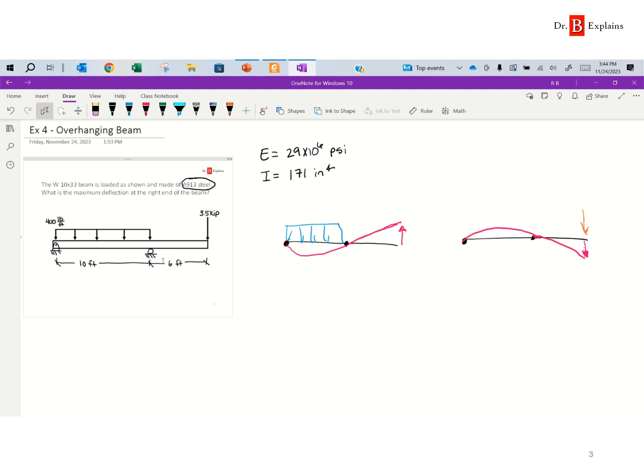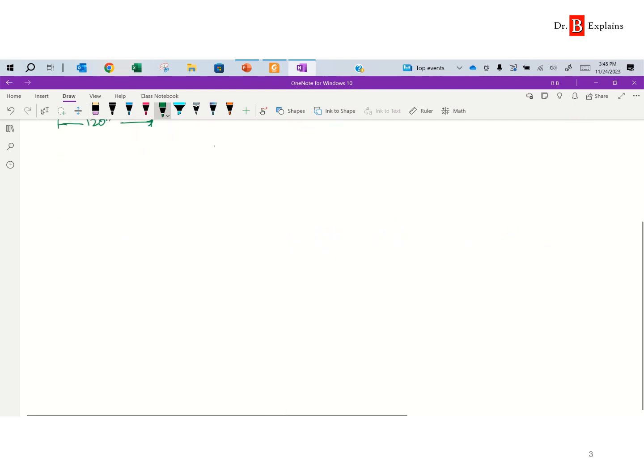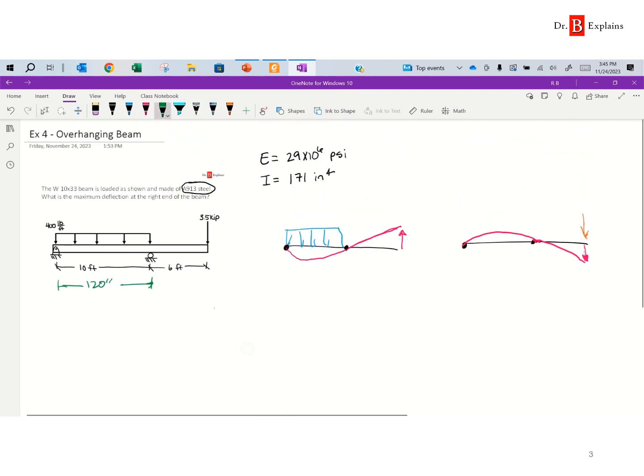So first, 10 feet times 12 inches is going to give me 120 inches. So 120 inches right there. And then the other one, 6 feet times 12, is going to be 72. Oops, sorry. So this is 72 inches.